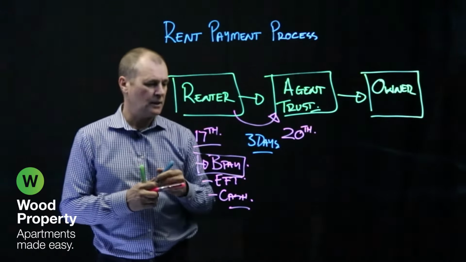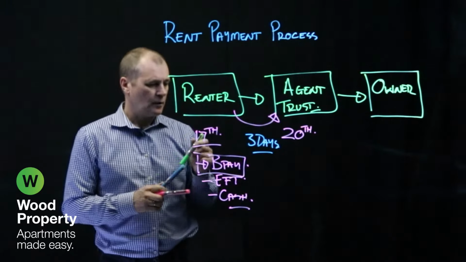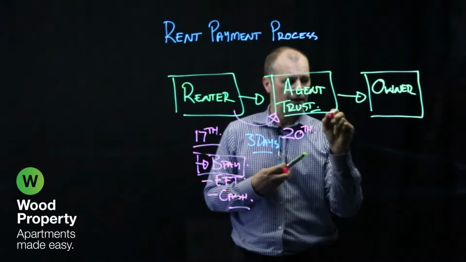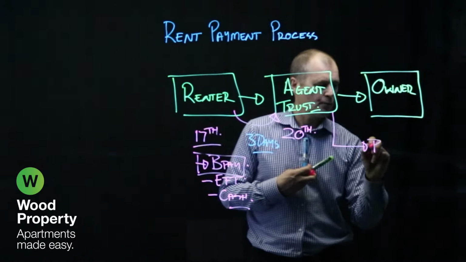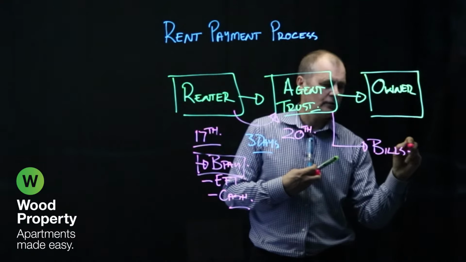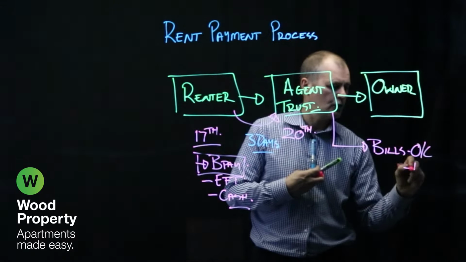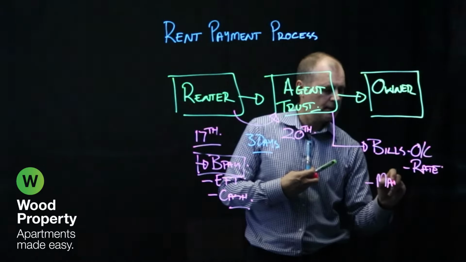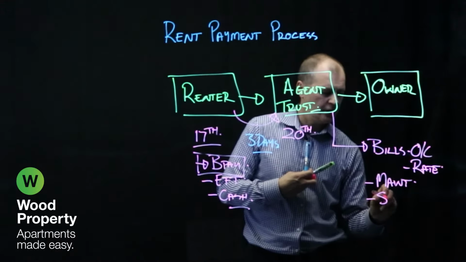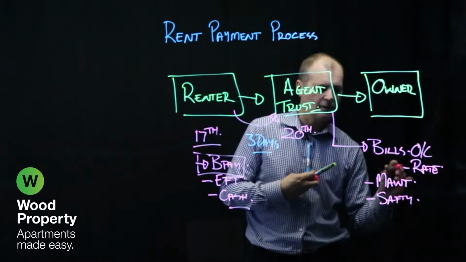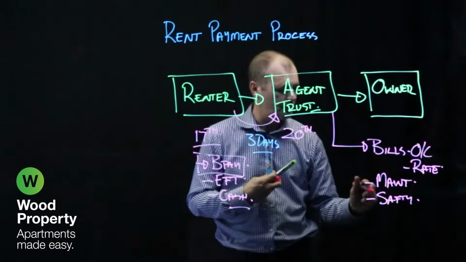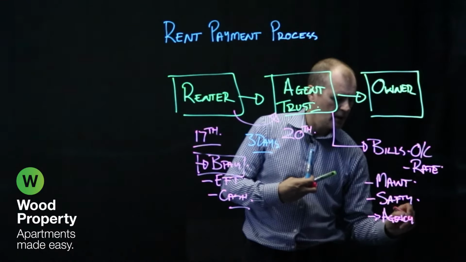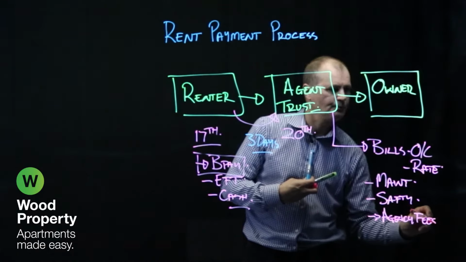But there's a couple of other things that need to be done along the way. One of those things that needs to be done is the payment of bills. So the money out of the agent's trust account going to the owner will include things like bills. Now this could be OC fees, could be rates. There might also be maintenance works that's done, safety checks from time to time. I'm not trying to list all the bills for an owner, but just over the period of the ownership, there are a number of things that need to be removed, and also agency fees.